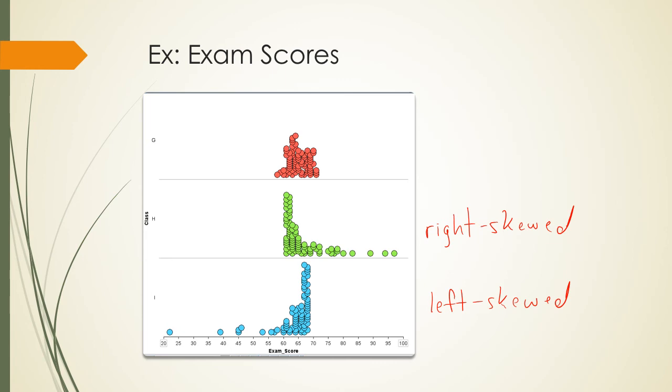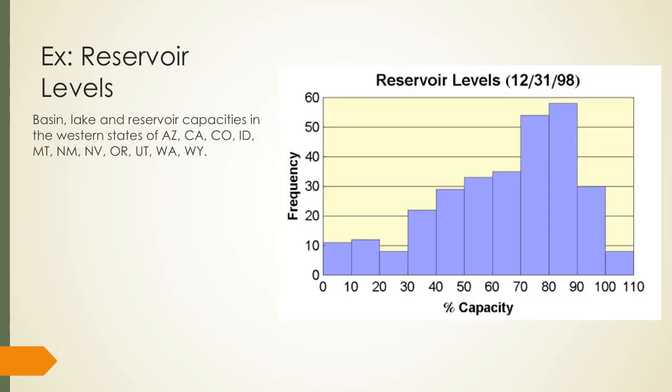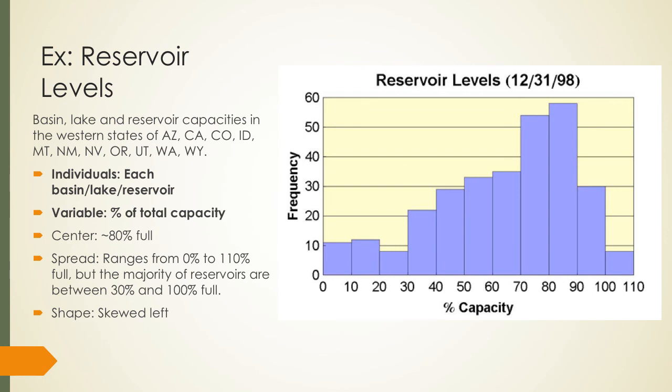Let's apply these ideas to an example. As we've discussed earlier in the semester, water scarcity is an issue in the western U.S. Here, I've shared data from a survey on reservoir levels in several western states. To analyze the histogram, we can start by identifying the individuals and variable for the underlying data. Here, the individuals are each basin, lake, or reservoir that was surveyed. The variable shown is the percent of total capacity as of 12/31/98. This is a numerical variable, with percent as the units.